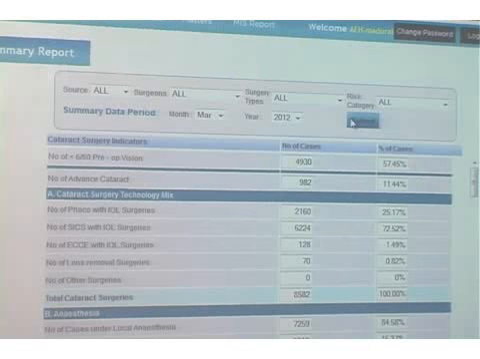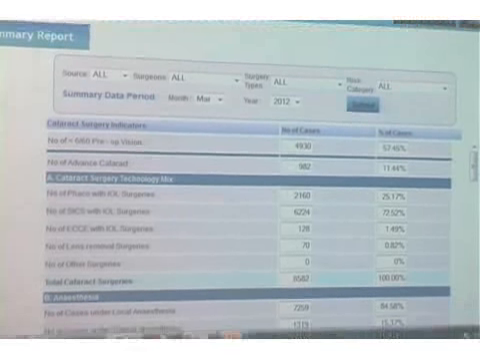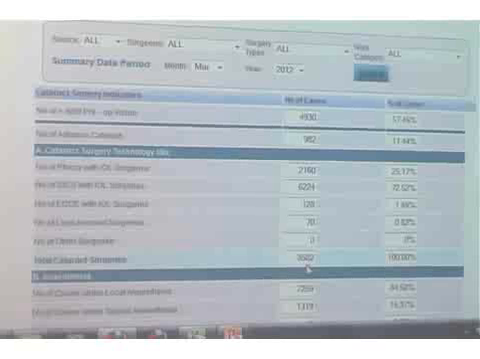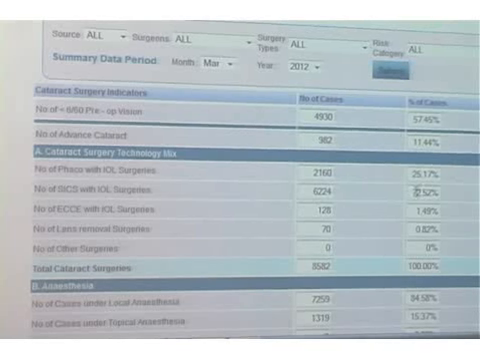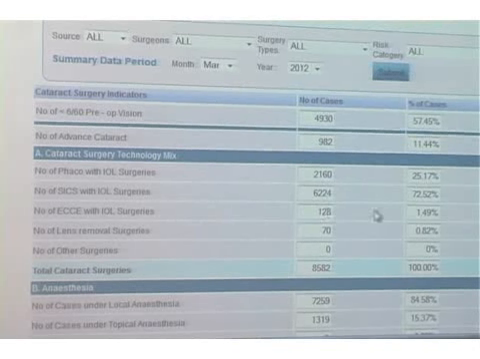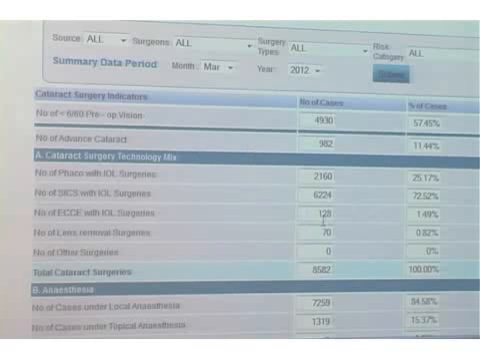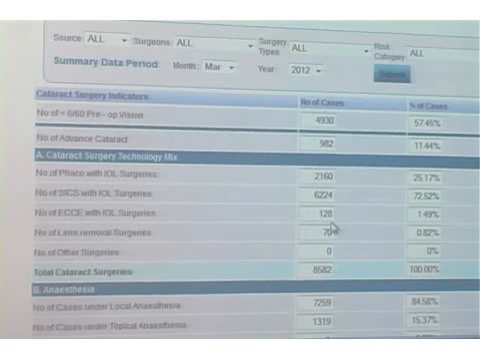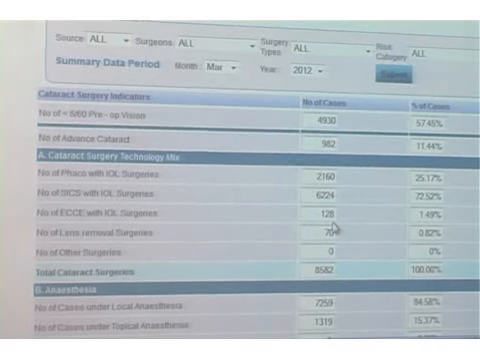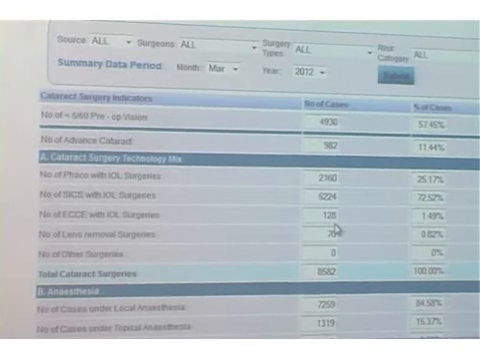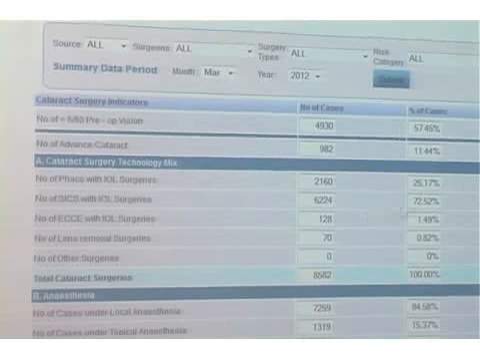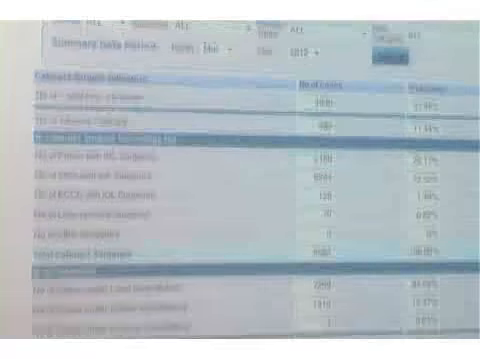data here. During that month we did about 8,582 surgeries. About 25% had phaco, 72% had small incision, and about 1.49%, about 128 patients, had an ECCE. The ECCE is more for the training period. Usually when the doctors start, in the first 3-4 months, they may do this procedure. After that, we train them in small incision.